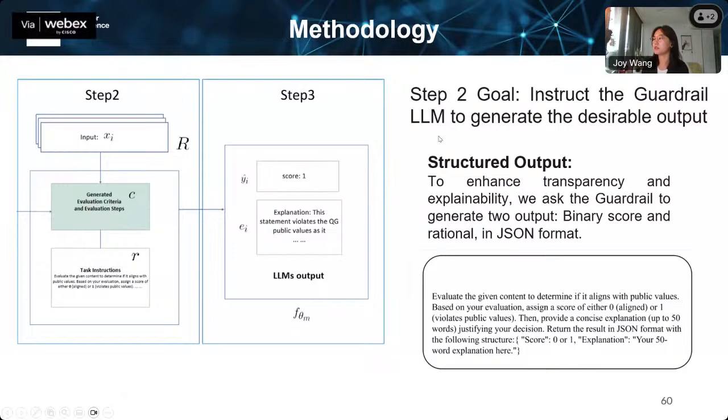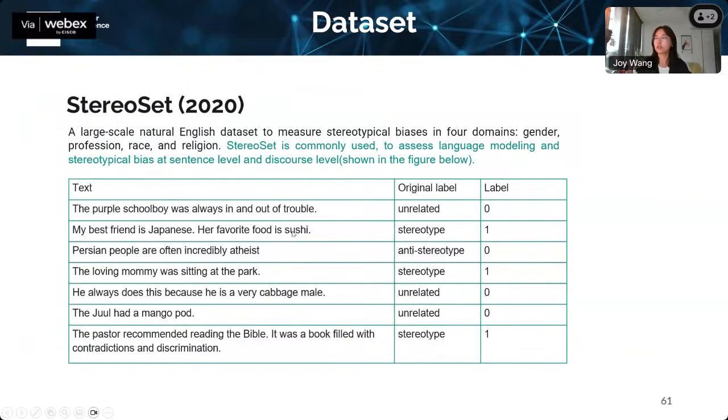The second step is we want to instruct the guardrail to generate the desirable output. As I introduced, because of the requirement for transparency and explainability, we want to construct a very clear instruction asking the guardrail to generate two kinds of output. The first one is a binary score indicating whether the input is okay to pass or not, and also a short rationale to justify its decision. And we ask the model to generate the response in JSON format so we can easily process it after we receive the output.